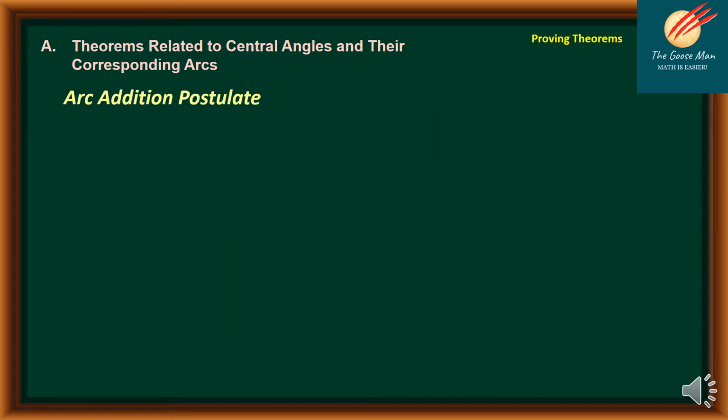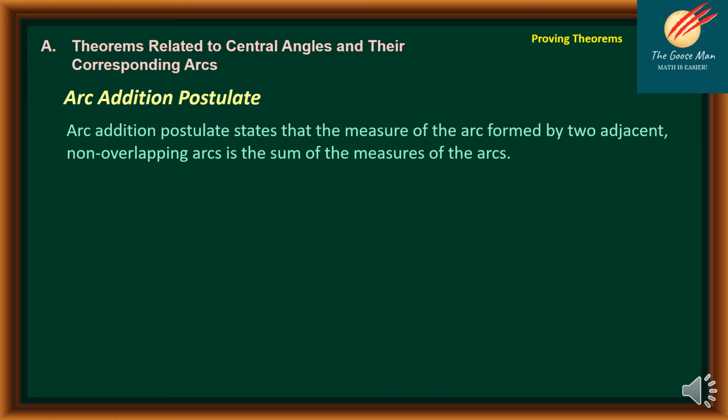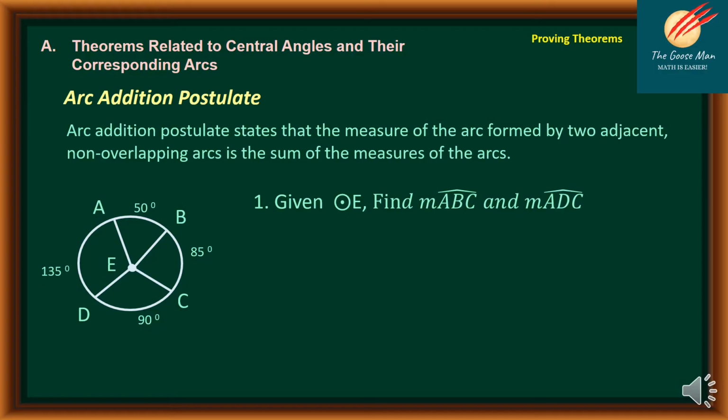Also the arc addition postulate. The arc addition postulate states that the measure of the arc formed by two adjacent non-overlapping arcs is the sum of the measures of the arcs. Let's look at this illustration. Given circle E, find the measure of arc ABC and the measure of arc ADC. From the given, the measure of arc ABC is equal to the measure of arc AB plus the measure of arc BC. So AB plus BC, that is 50 plus 85, so we have 135 degrees.